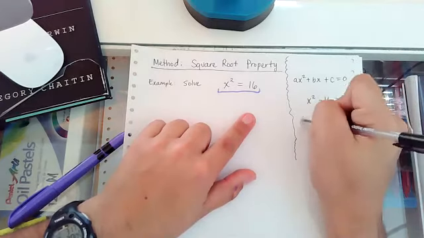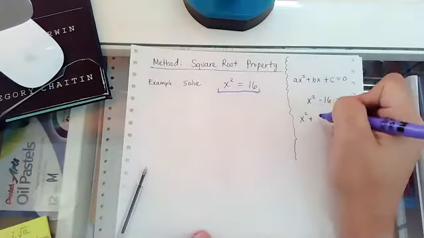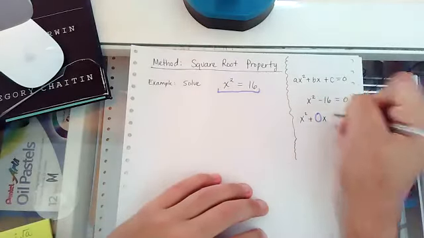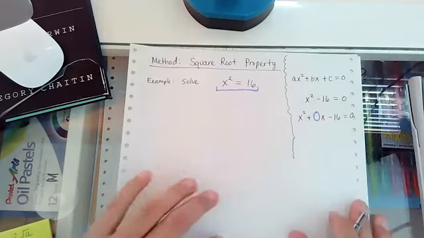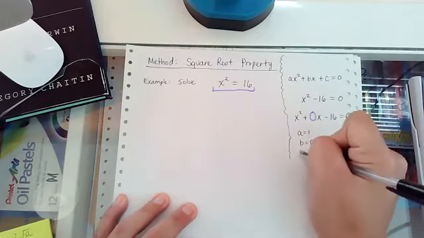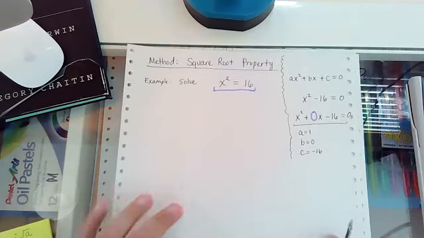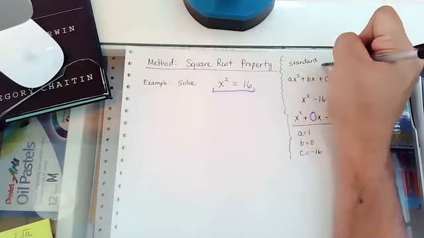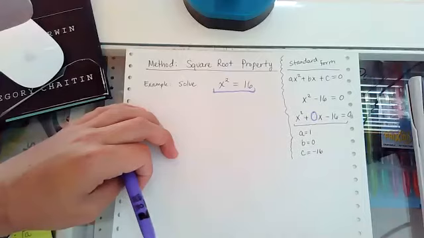And then I could say, okay, this is x squared plus, well, this is bx. So what if I just put 0 times x there, minus 16 equals 0. Well then, yeah, sure, a is equal to 1, b is equal to 0, and c is equal to negative 16. So you could manipulate your equation to get it into standard form, but there's an easier way to solve this, right? And that's why I showed you guys the square root property earlier.